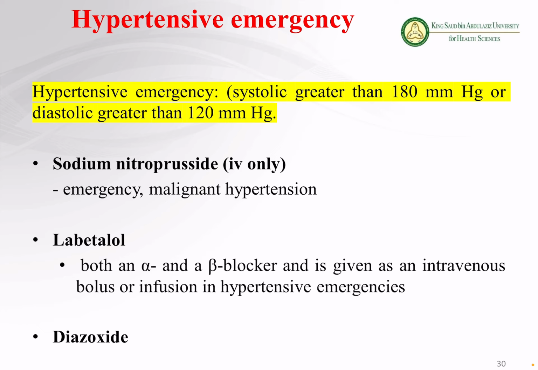So we can give sodium nitroprusside IV, which is used for emergency and malignant hypertension. We also use labetalol. If you remember, in the autonomic nervous system, we discussed that it acts on both alpha and beta, and is given as an intravenous bolus or infusion in hypertensive emergencies, and we also give diazoxide as an emergency. What is the difference between bolus and infusion? Infusion over a certain period of time, bolus just one time.